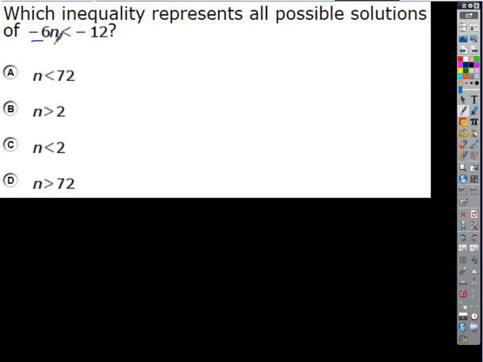So on this one, we're going to divide each side. To isolate the n, I divide each side by negative 6. Right? But when I divide by a negative, I got to flip that around. So I'm going to end up getting n on the left. Negative 12 over negative 6 is 2 on the right, but I got to flip the inequality, so that's my solution. Right? Okay? So here's the answer.